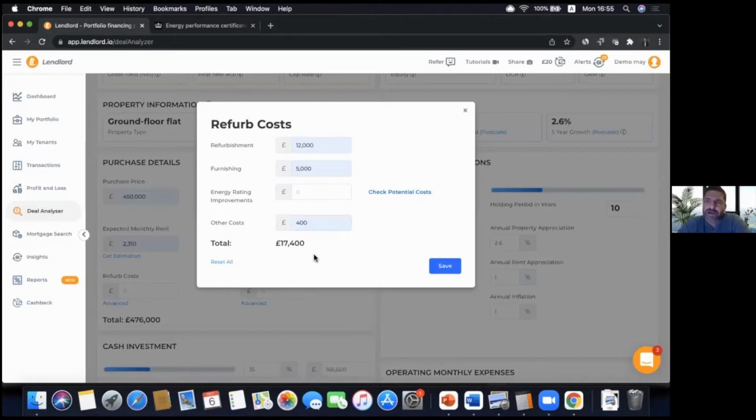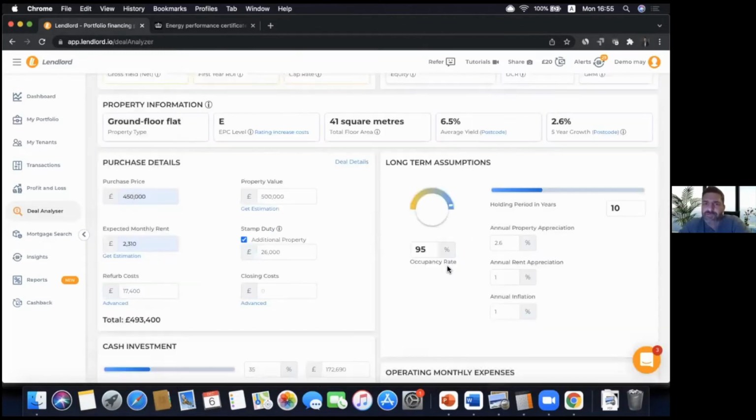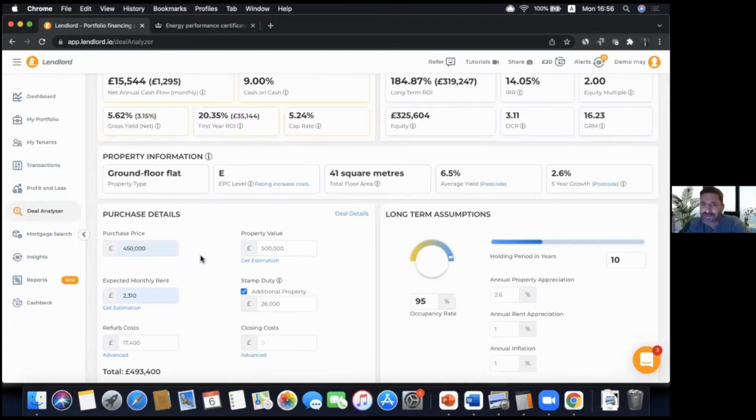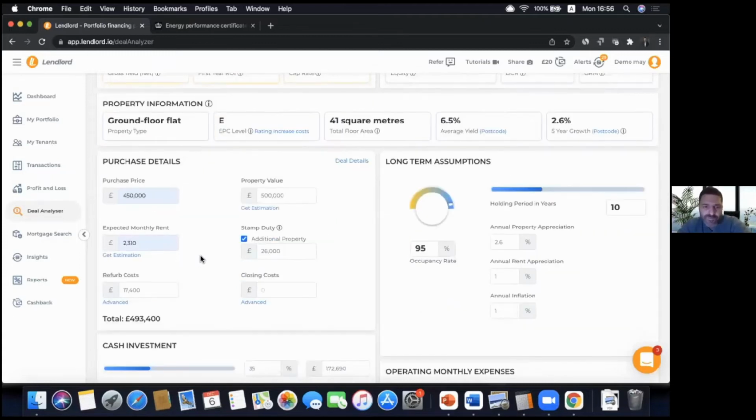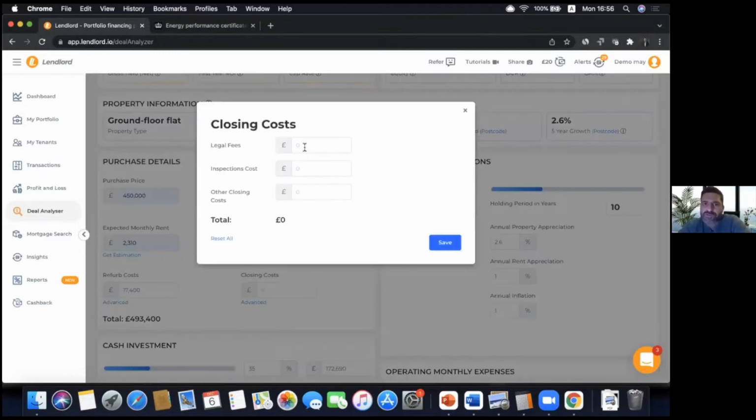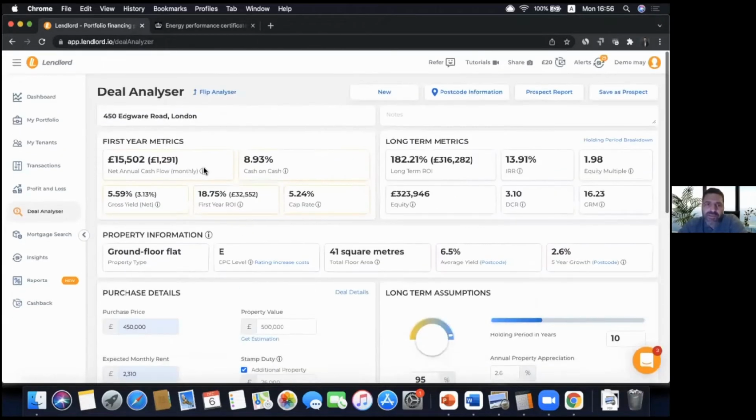And this is my tip: be conservative. It's better to put in more costs and be surprised, rather than get unexpected costs that you need to spend. The closing costs: you need to include the expected legal fees, inspection costs if there are any, and if you have any other costs that you want to include, you can also include them here.